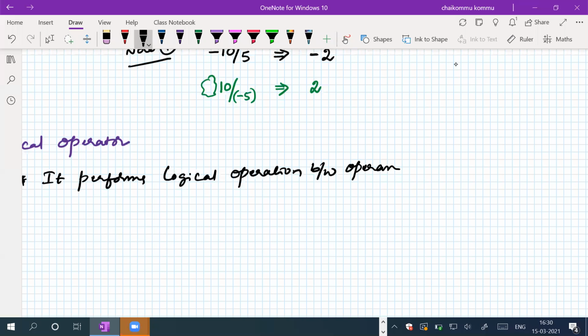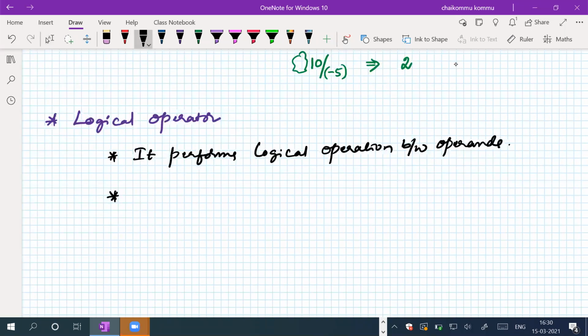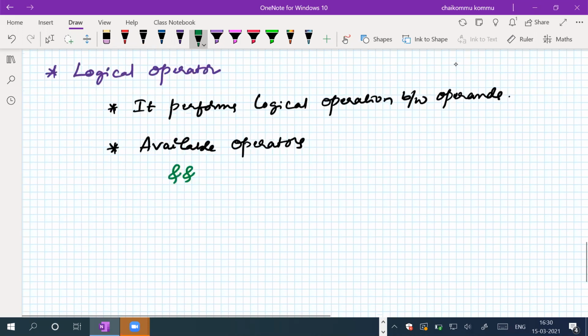So what are the available logical operators? The available logical operators are logical AND, two ANDs that we need to write. Logical OR, two of those that we need to write. Logical NOT.